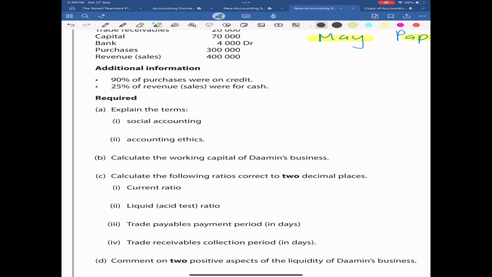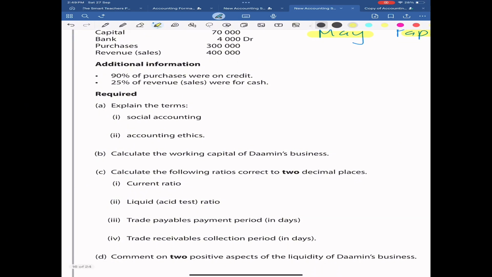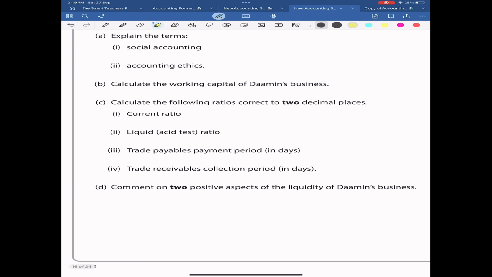Required: A. Explain the terms social accounting and accounting ethics. B. Calculate the working capital of Damin's business. C. Calculate the following ratios to two decimal places: current ratio, liquid or acid test ratio, trade payables payment period in days, trade receivables collection period in days. Part D. Comment on two positive aspects of the liquidity of Damin's business.